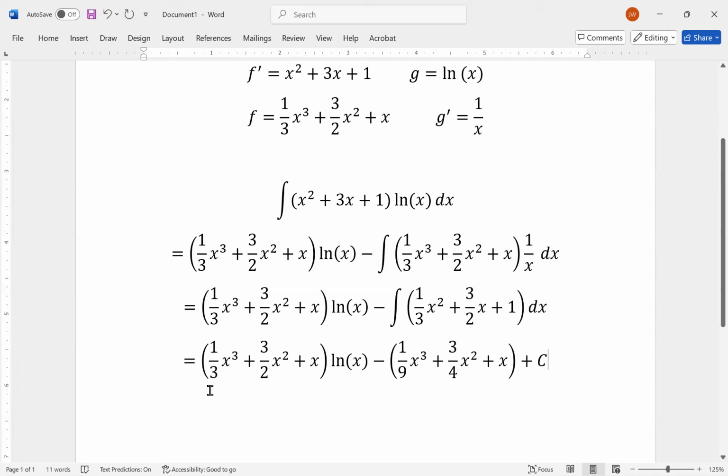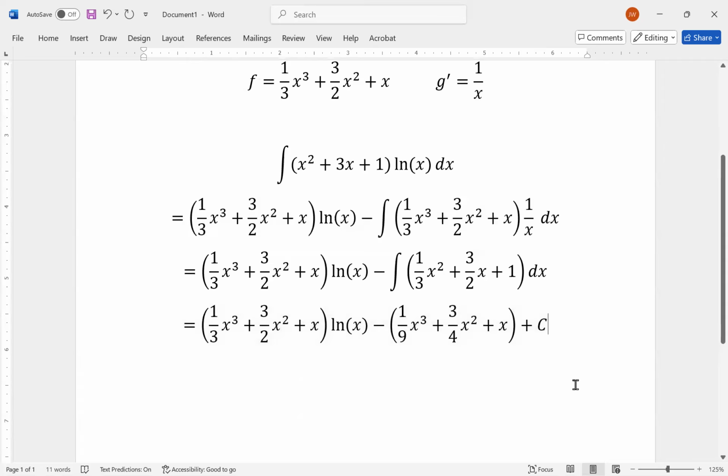So I get my polynomial times natural log of x minus, again, in parentheses, this polynomial plus c. If you want to distribute the negative sign into all three terms here, you can, but that's the basics of it. Again, you can also distribute the natural log times all three of these terms as well. I'm not going to do that. I'm just going to write it this way.